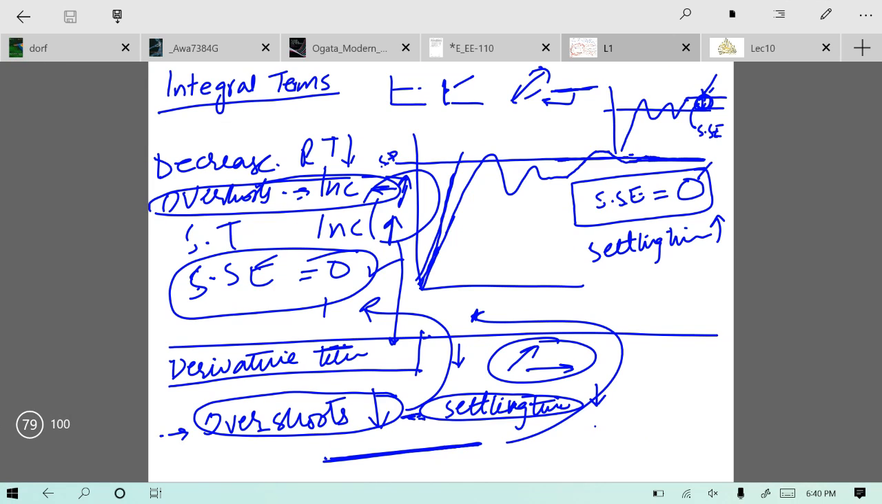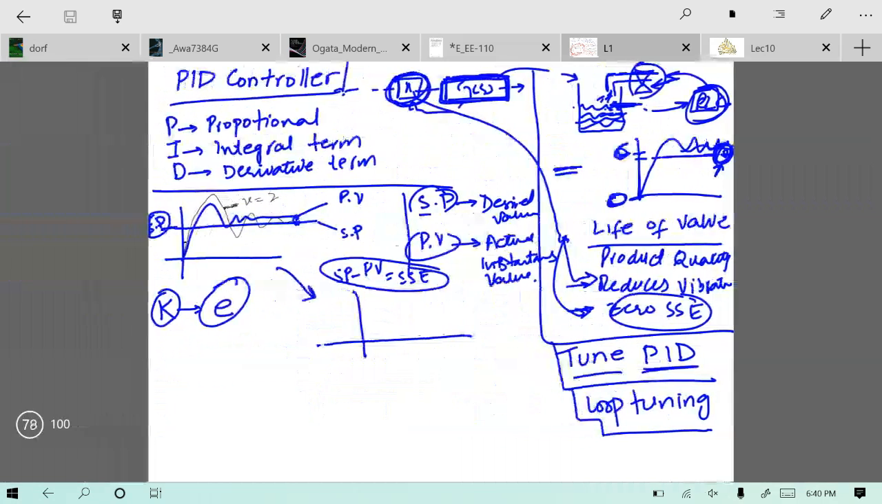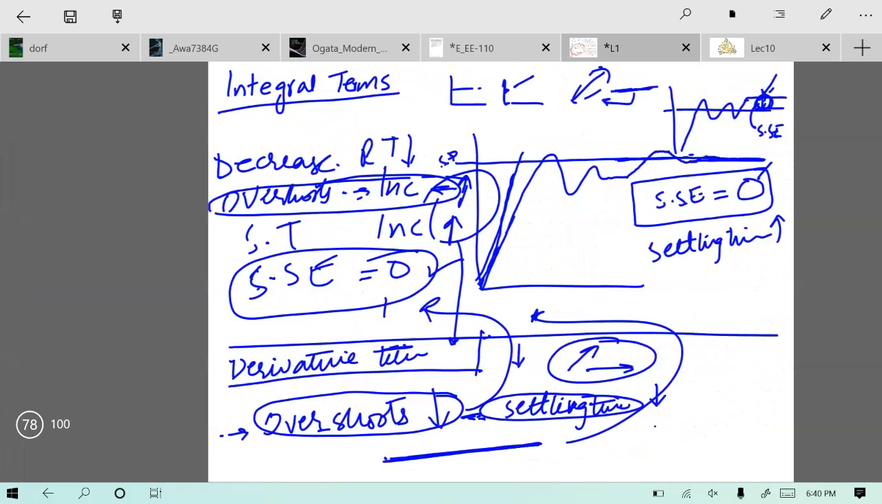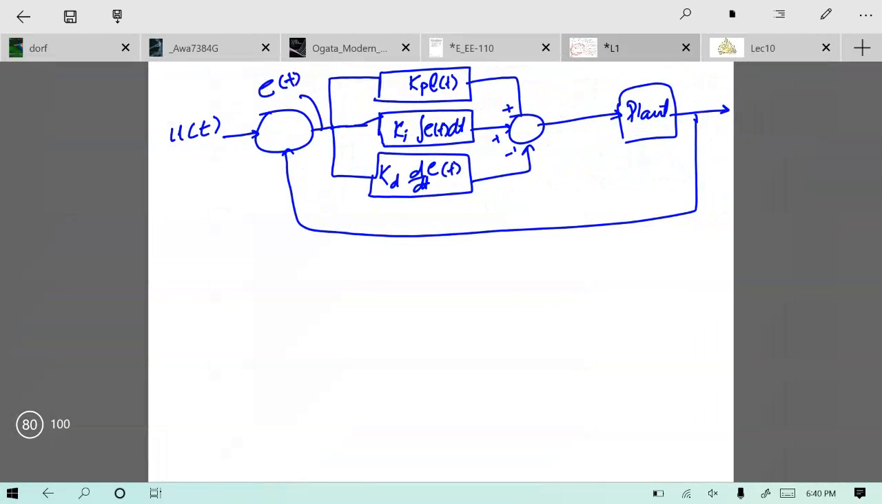So this is the same as the system I made over here, but I have now expanded this K. This K is now divided into three parts: one is the proportional term, one is the integral term, and one is the derivative term. So Kp is the proportional term with respect to error, this is the integral with respect to error, and this is the derivative with respect to error. So this is the block diagram of your plant with a PID controller.